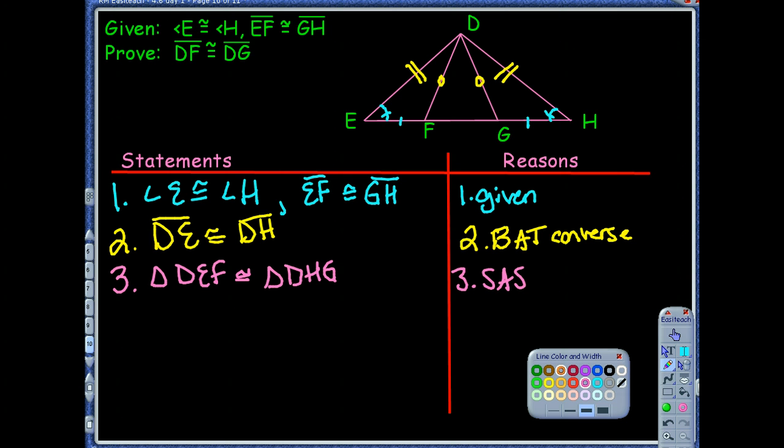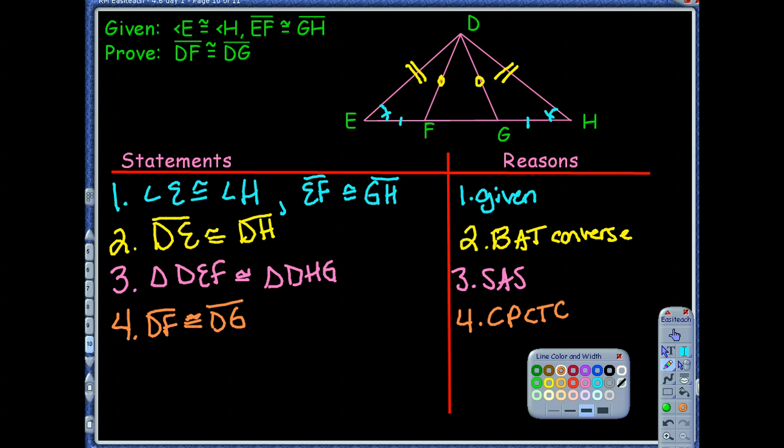And once I have congruent triangles, I know their corresponding parts are congruent, which is DF and DG. So those are congruent because of CPCTC. Not very long. I was kind of thinking it was going to take some time, but... Yeah, it's nice to know more reasons because it really does help us.